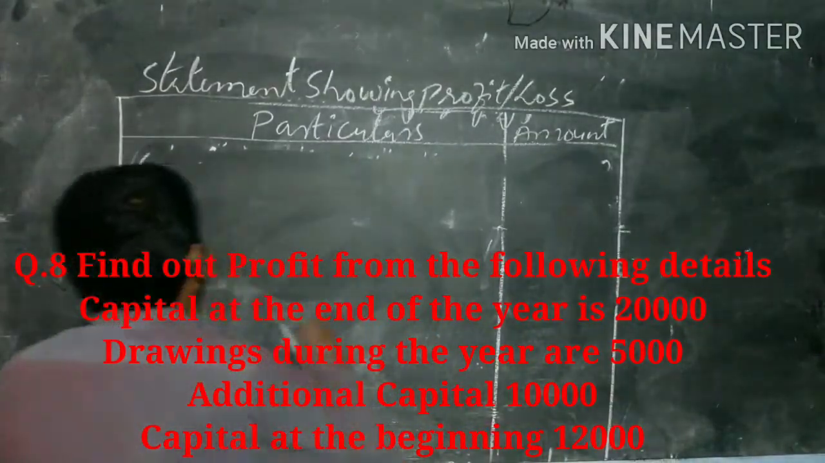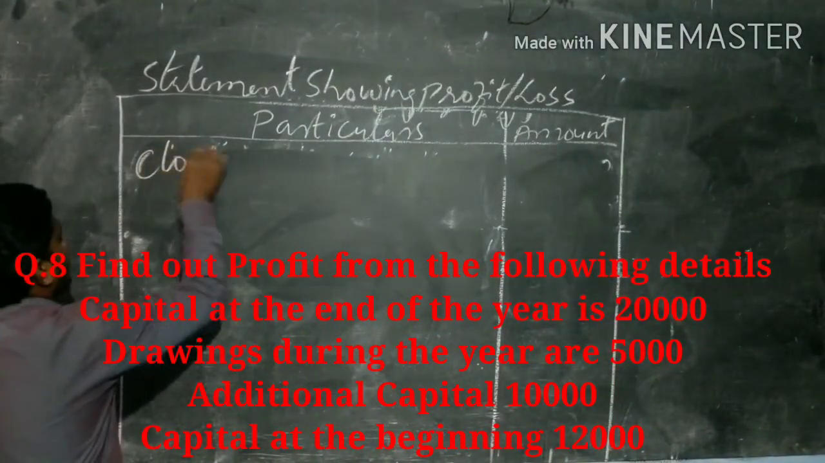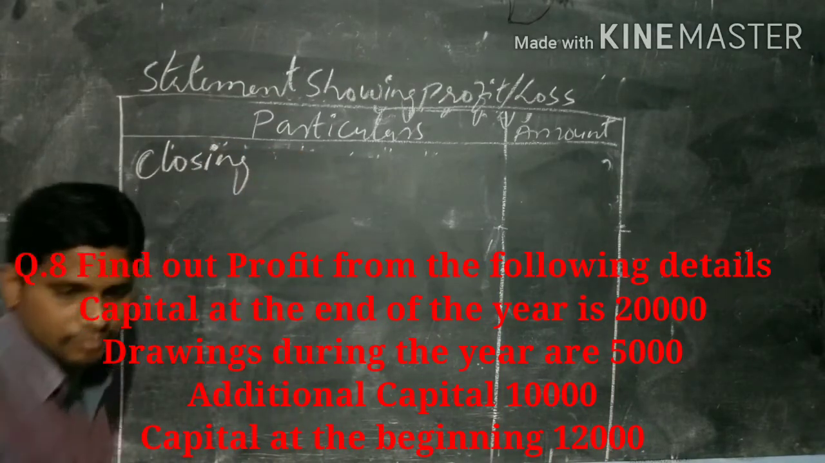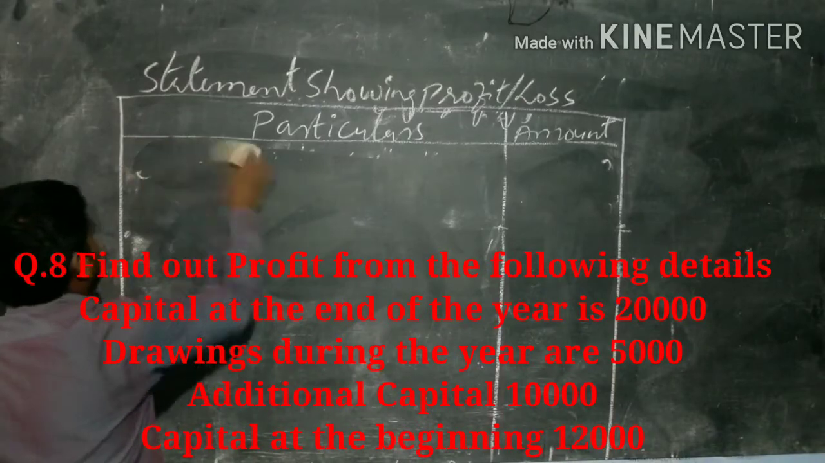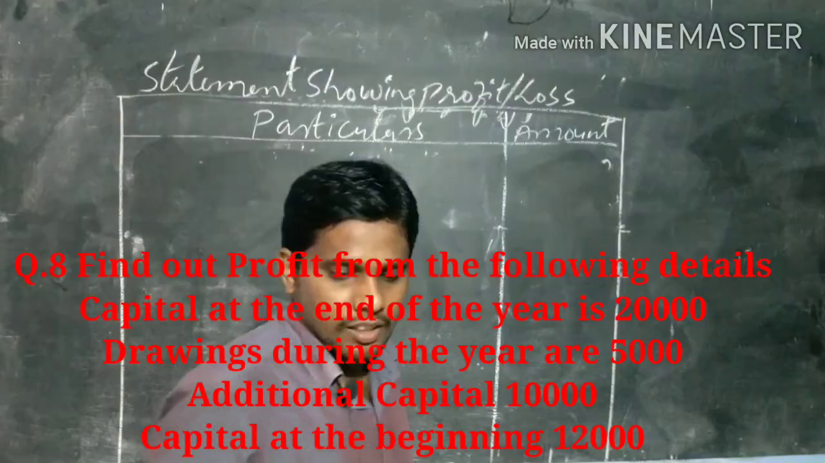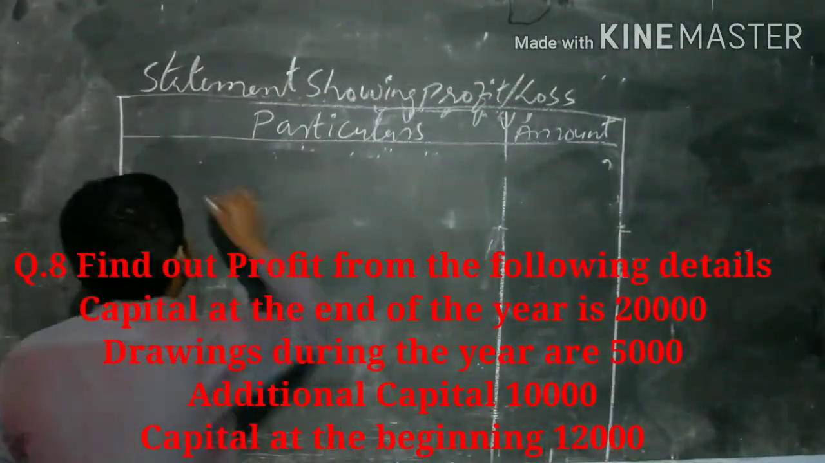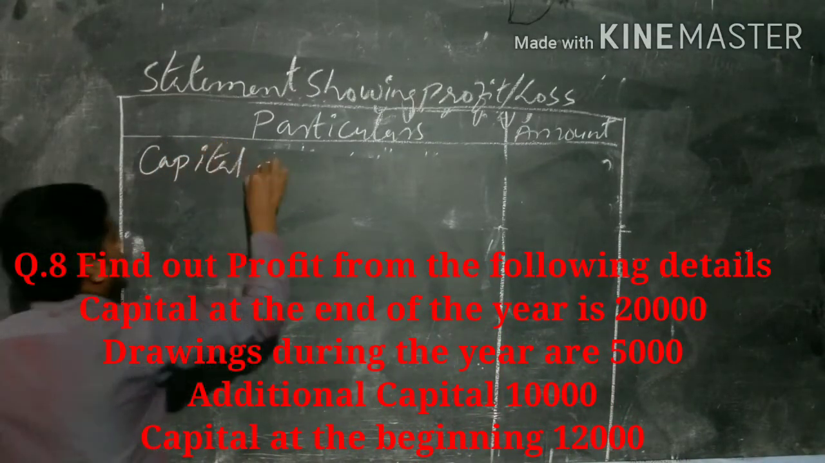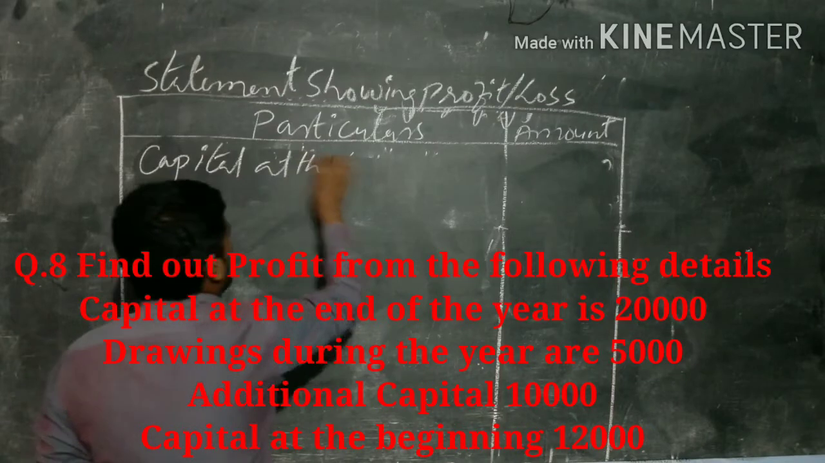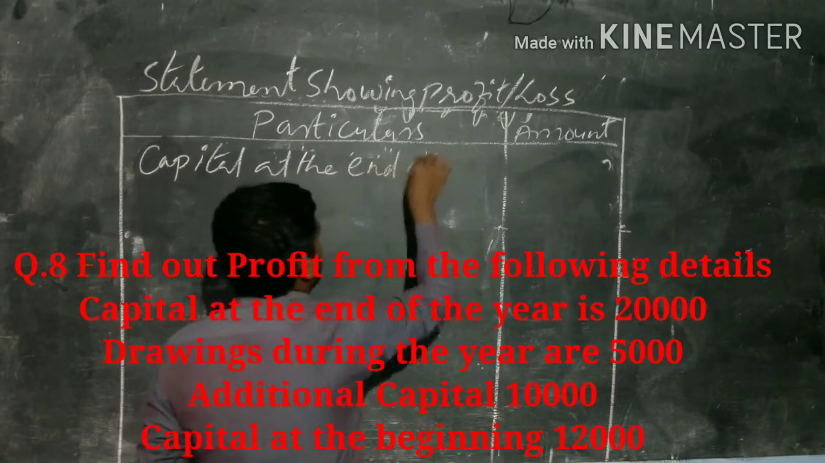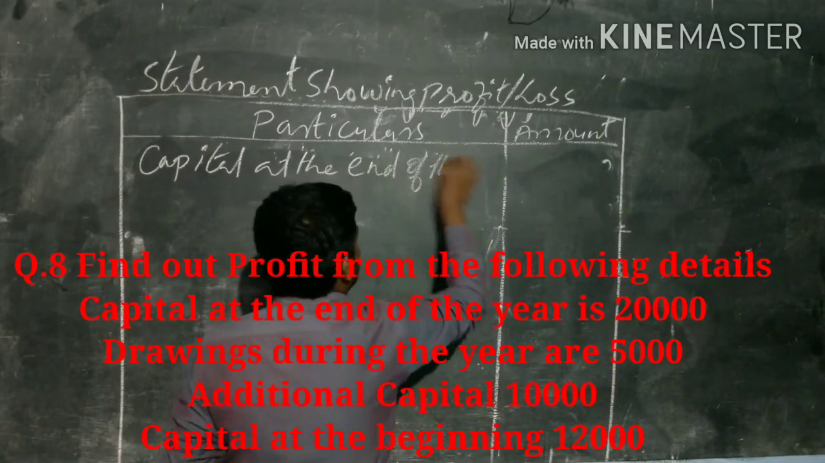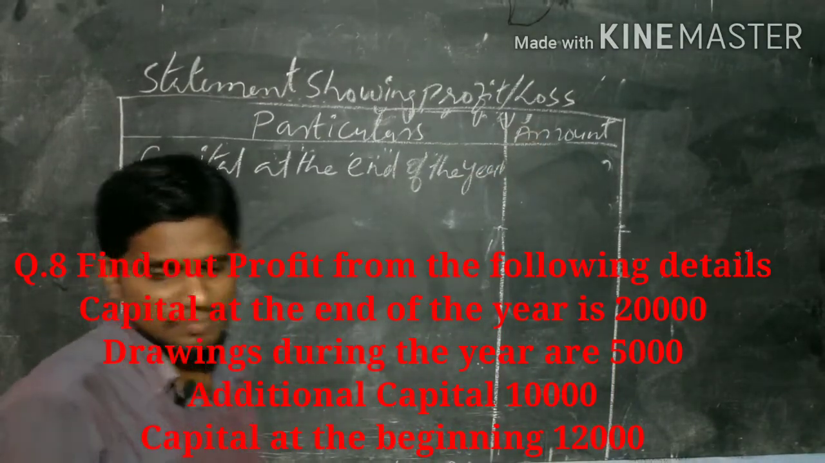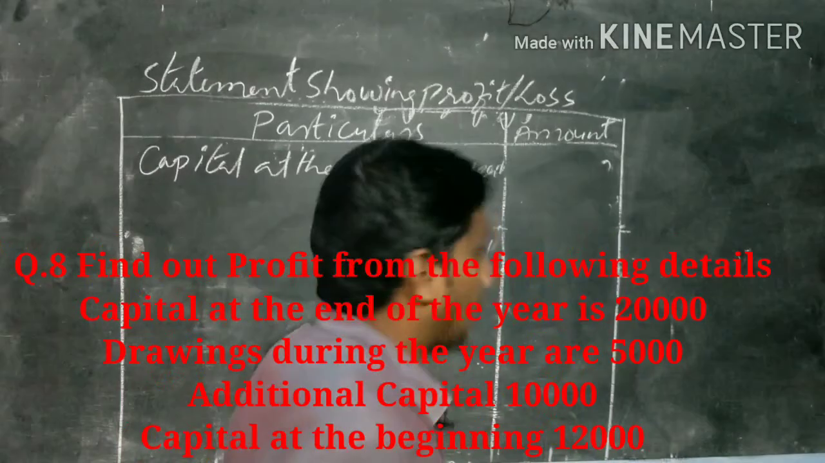First we write closing capital or capital at the end of the year. Pause and write it. Capital at the end of the year. First what do we write? Capital at the end of the year. How much is that? 20,000.